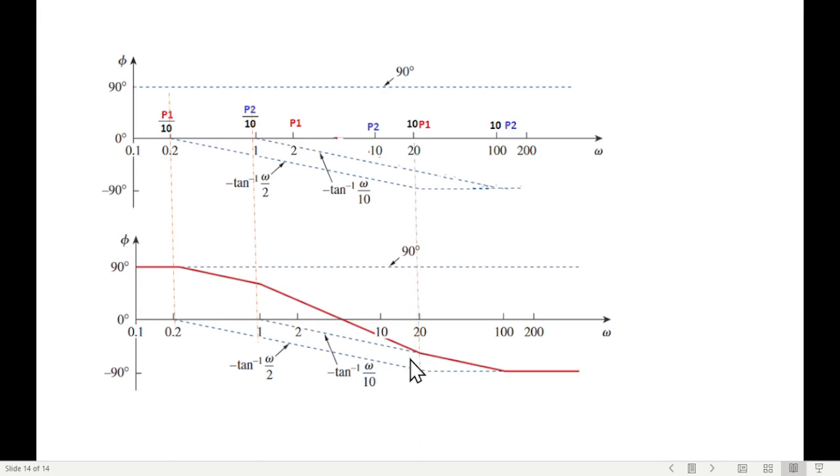Okay, now here this line is ending, this is becoming 90, so 90 minus and 90 plus will cancel, so only one slope, this slope, will continue up to this point. And at this point now we have 1 plus 90 and 2 minus 90s, so this will be minus 90, the final answer.